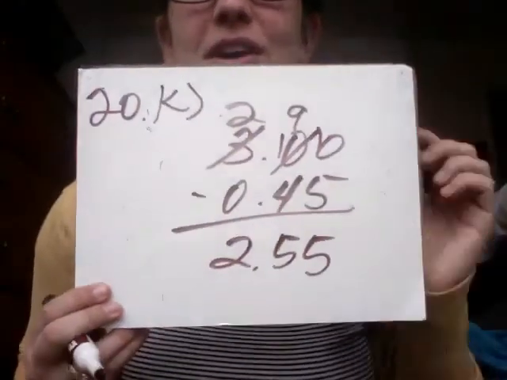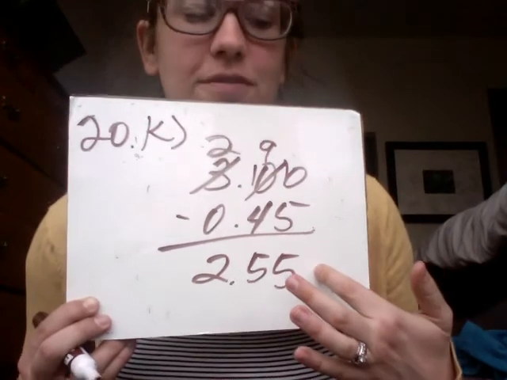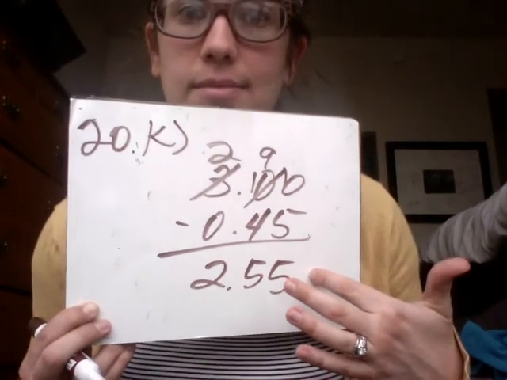Okay, let's do one more. My video is about to run out. Oh no! Okay, let's do K. I'm going to be quick. Okay, I can't talk through all of this one. There's a lot of borrowing, but you should have gotten 2.55. If not, go over that again. All right, you can do exercise 21. Happy Thursday.